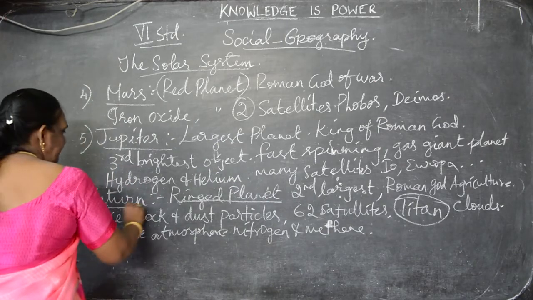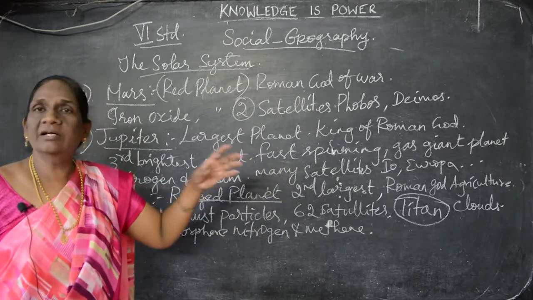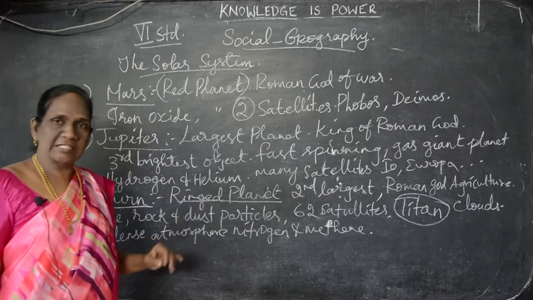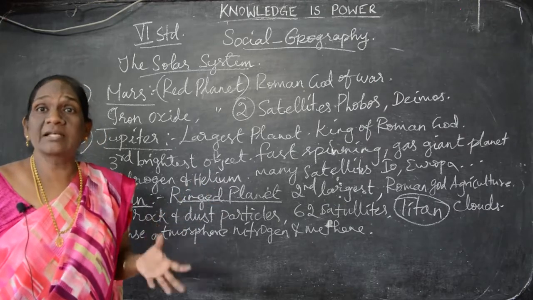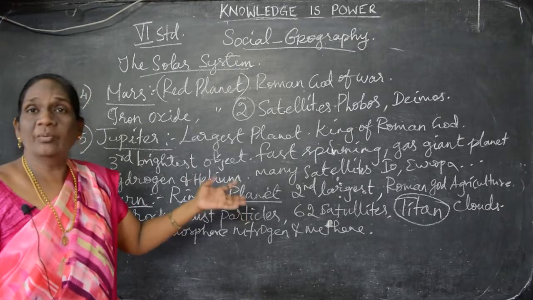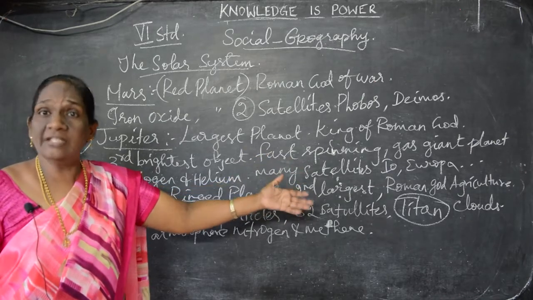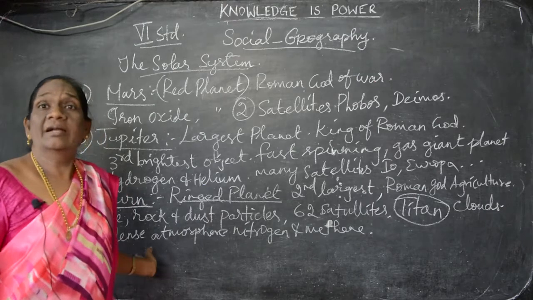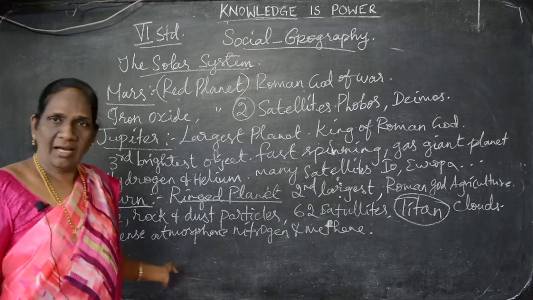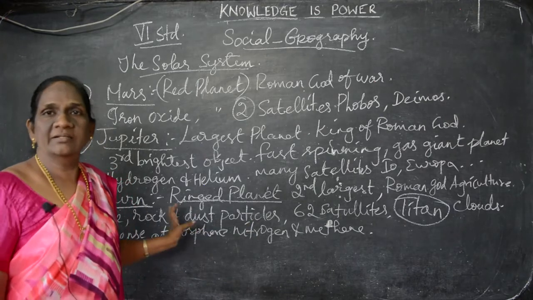Nitrogen and methane we can see in this Saturn planet. Understand? So this Saturn planet is called the ringed planet, and it is the second largest planet, and it is named after the Roman god of agriculture. Okay, and it has ice caps, rocks, and dust particles. And 62 satellites are there in the Saturn planet, and the largest, very important satellite is called Titan. In this satellite, we can see clouds also. And it has a dense atmosphere. What is atmosphere? Air. Containing air is called atmosphere. So, dense atmosphere, and we can see the gases nitrogen and methane in this planet.